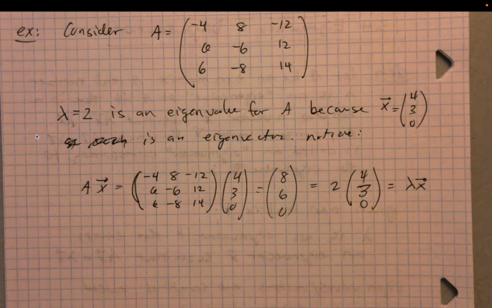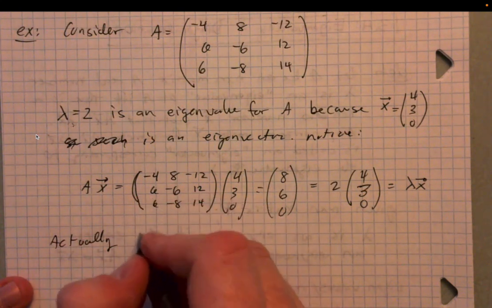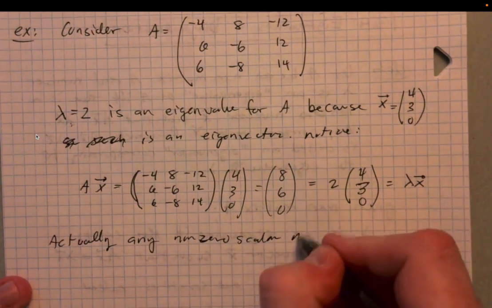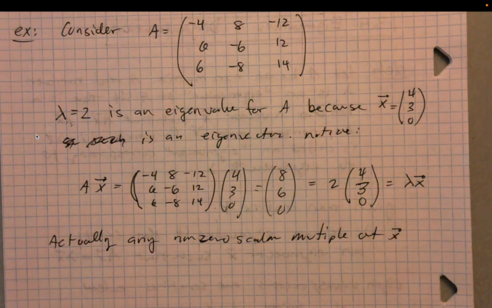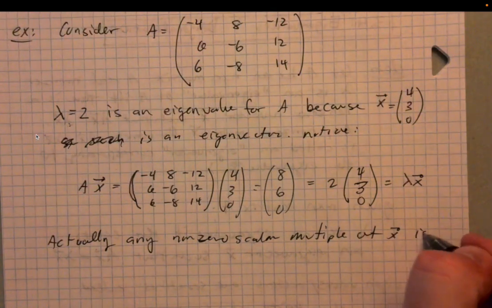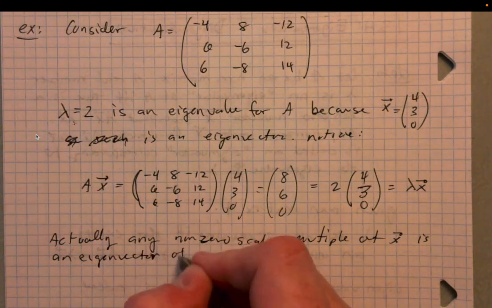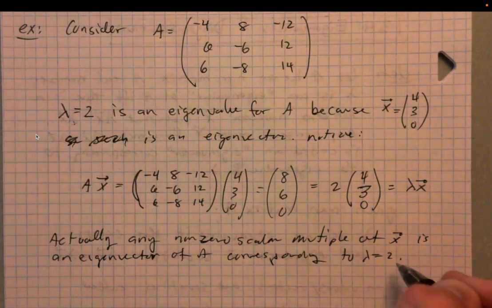Okay. Now, it turns out that this eigenvector of 4, 3, 0 is not the only eigenvector corresponding to lambda. So what we would say is actually any non-zero scalar multiple of x is an eigenvector of A corresponding to lambda equals 2.